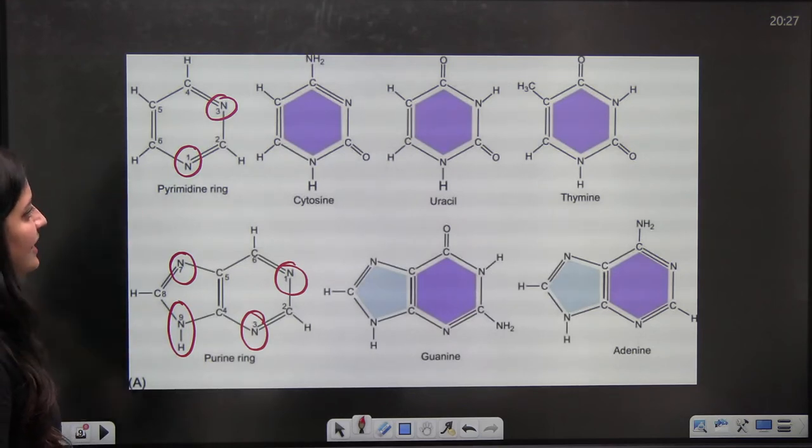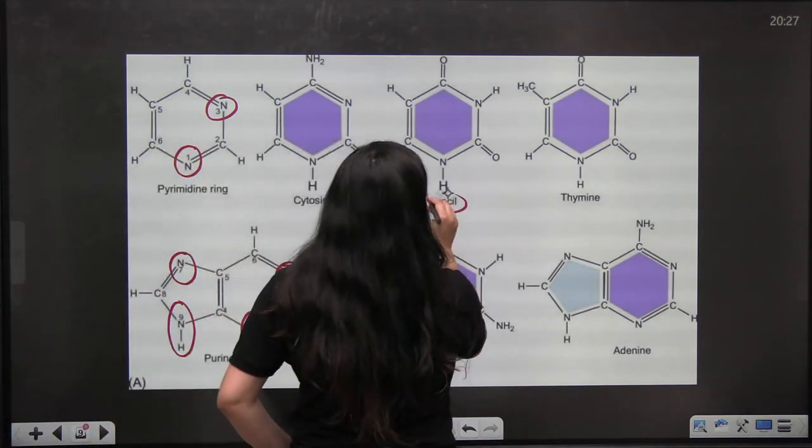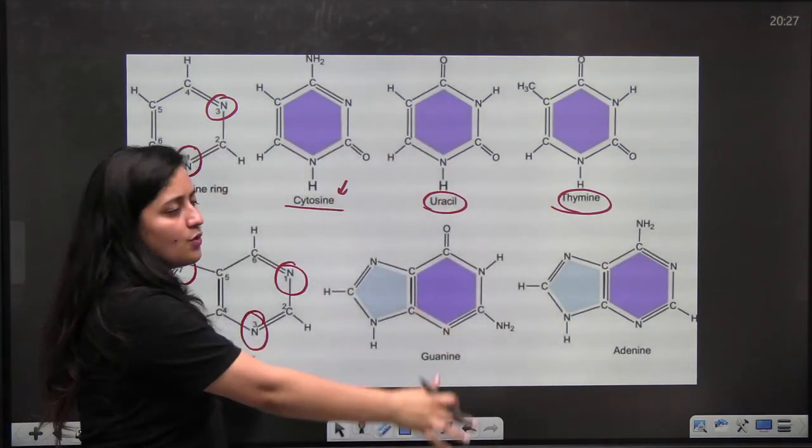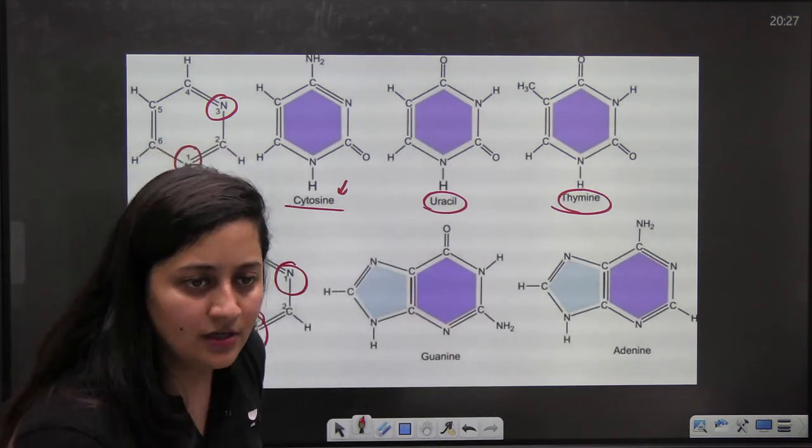1, 3, 7, and 9. Done. So any doubt here, kids? Any doubt here? So you know about the structure of uracil now. You know about the structure of thymine. One is the cytosine, and here guanine and adenine. Any doubt?